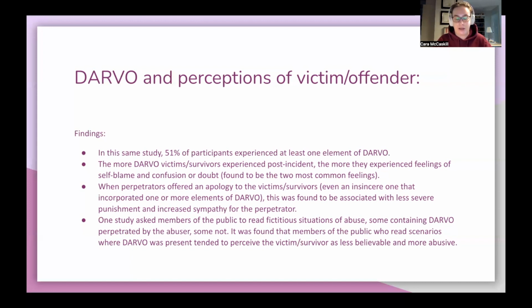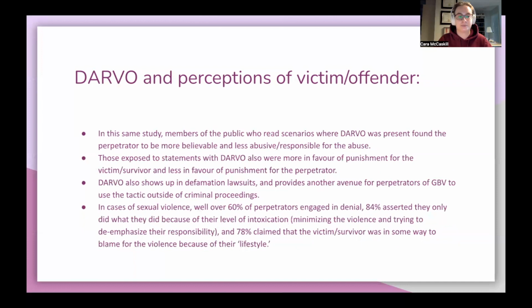One study actually asked members of the public to read fictitious situations of abuse. Again, this is what I was referring to before, some containing DARVO, some not. And it was found that the members of the public who read the scenarios where DARVO is present tended to perceive the victim or survivor as less believable and more abusive. So that goes to show that DARVO impacts how the credibility of the victim survivor is perceived, and the reverse victim offender part of DARVO is also influential on how members of the public perceive victims or survivors of gender-based violence.